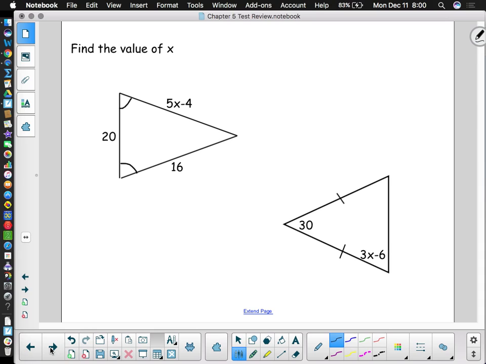Find the value of x. This is isosceles triangle stuff. If I have two angles congruent, it means I've got two sides congruent. The sides opposite. If I have two sides congruent, I have its opposite angles congruent. Okay? Here are my congruent angles. So that means the congruent sides are there and there. Those are the congruent sides. This one's tricky because it doesn't just give you the 5x minus 4 and the 16 to make it obvious.